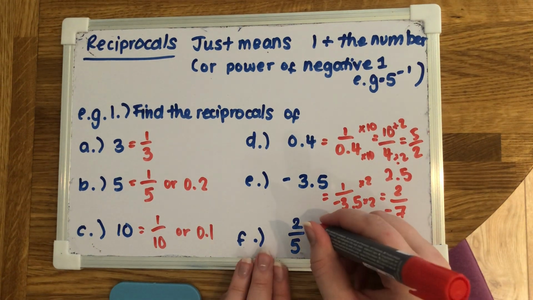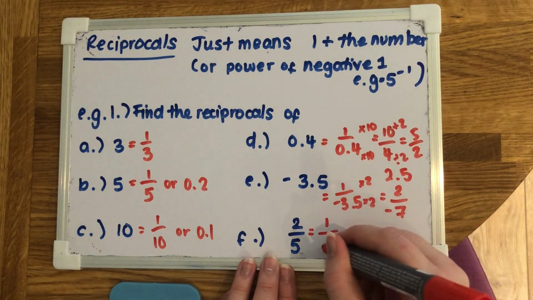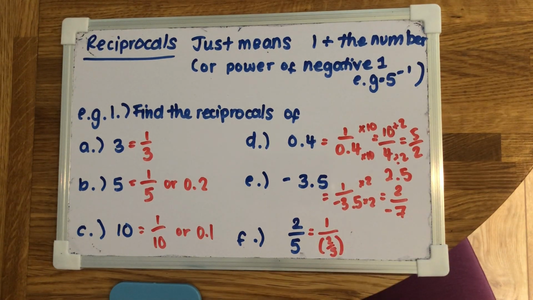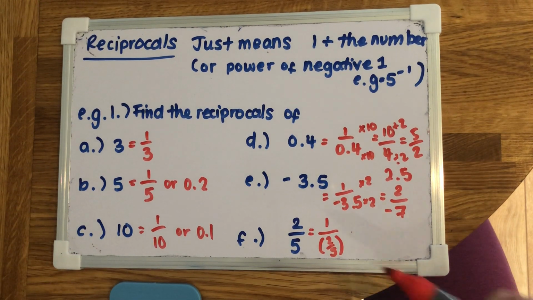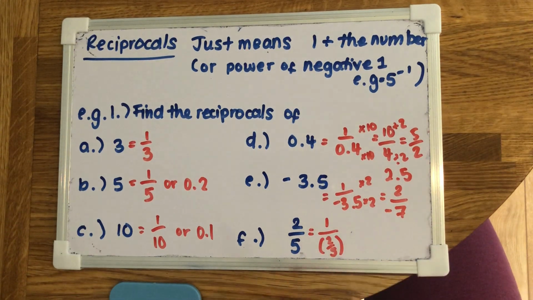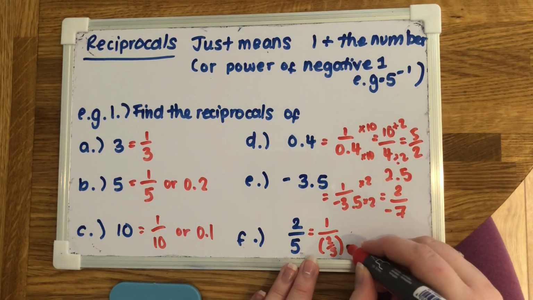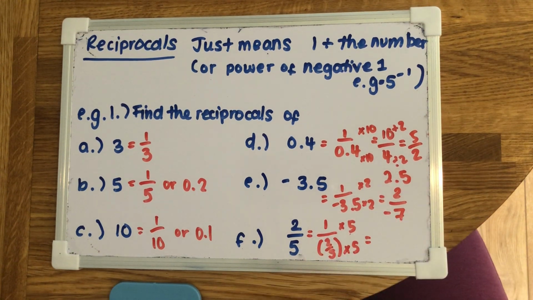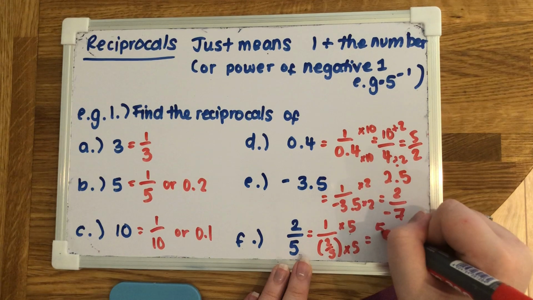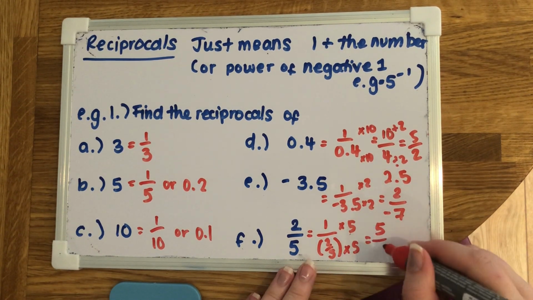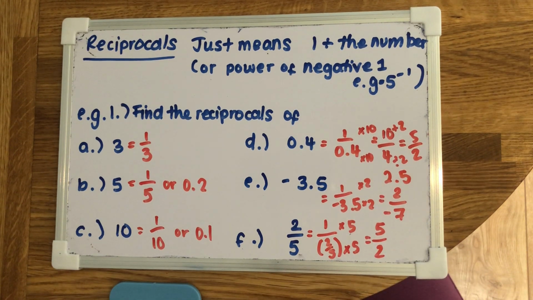So if we do it the same way, it's 1 divided by 2/5. Now again, it's not nice to see a fraction in a fraction. So if I multiply both of them by 5, that is going to get rid of that fraction. So if I times that by 5, remember you've got to times the top by 5 as well. 1 times 5 is just 5. 2/5 times 5 will just give us 2. Okay, so again that's 5/2, or 2.5.